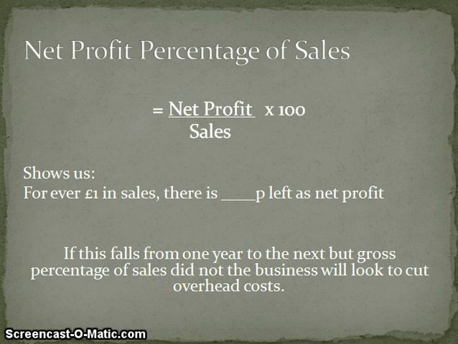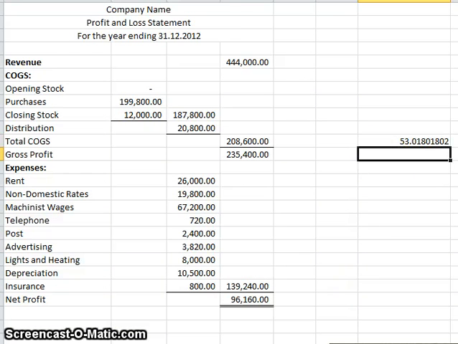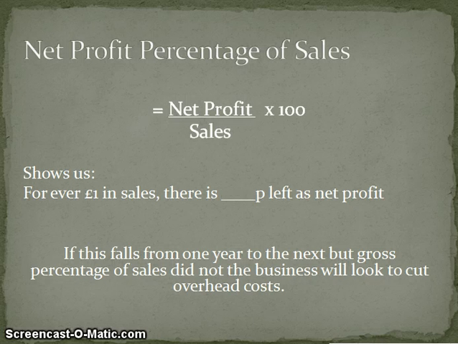So again, we can go back to our calculations, and all the information we need is on our profit and loss statement. So we're going to take our net profit, divide that by our sales, and multiply it by 100, which gives us 21.6, so about 21.5P, or 21.5%. Okay? Again, we like to think this is fairly good.